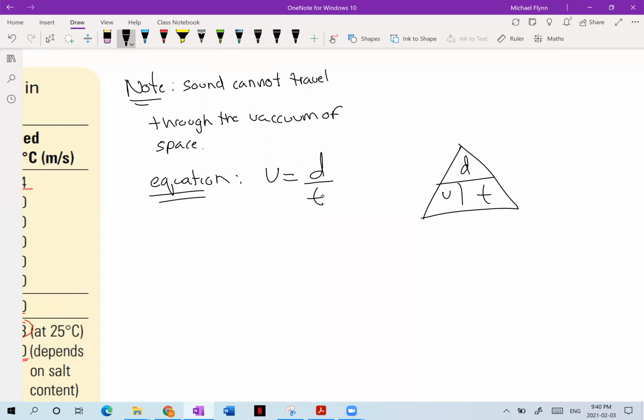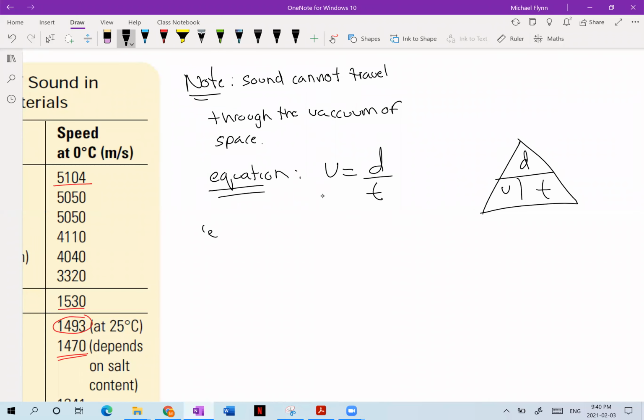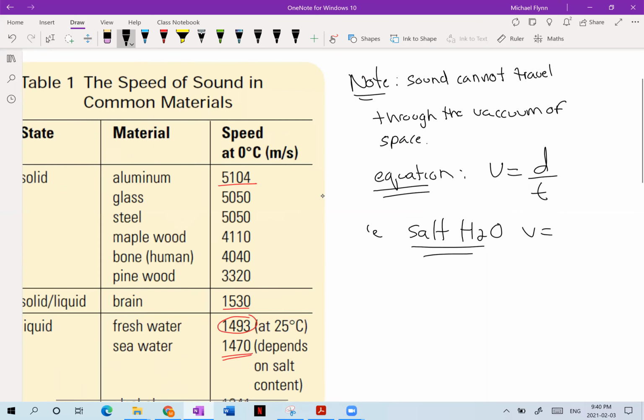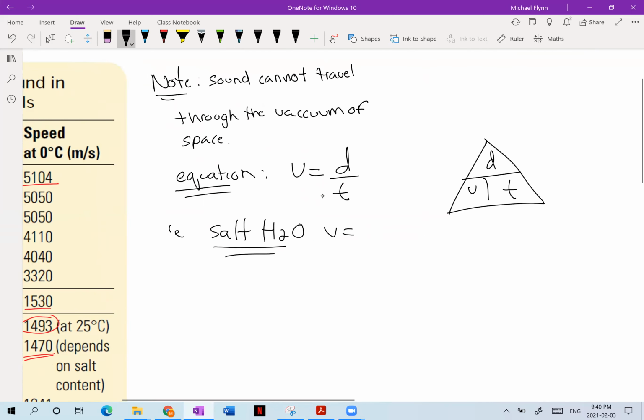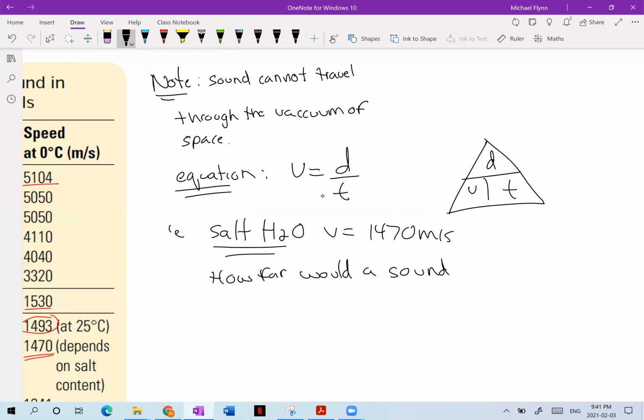Well, it works for waves too. So here, let's do an example. Let's say you're in salt water, in the ocean, where the speed on the chart here is 1470 meters per second. Now, let's say you have a submarine that emits a sound, or a dolphin that emits a sound. How far would a sound travel in 2.5 seconds in seawater, at this speed of 1470 meters per second?